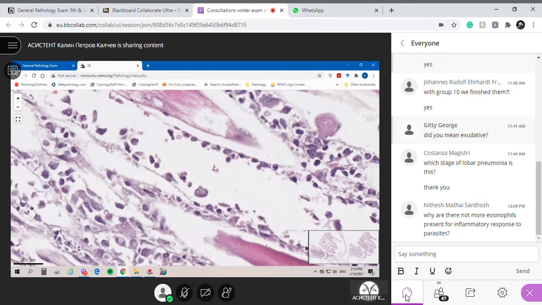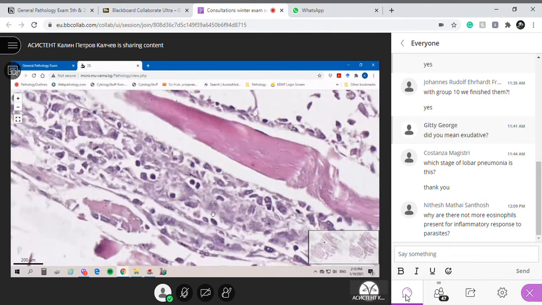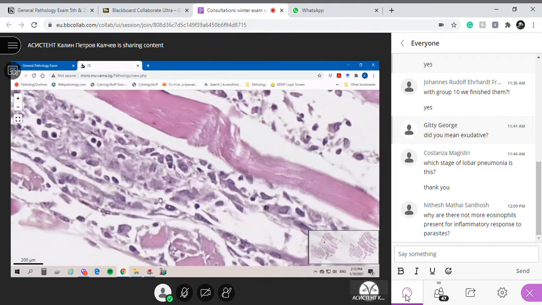Well, here we have an eosinophil, but there are just a few of them. It is mostly these epithelioid cells in this area. Well, it depends on the case. In some cases, we have more prominent eosinophilia. Here we have just a few eosinophils between other inflammatory cells. But by rule, it must be mostly eosinophils here.